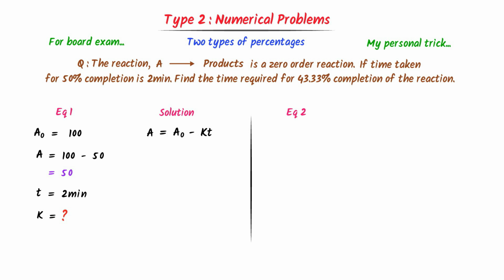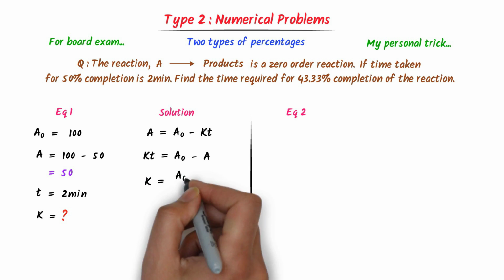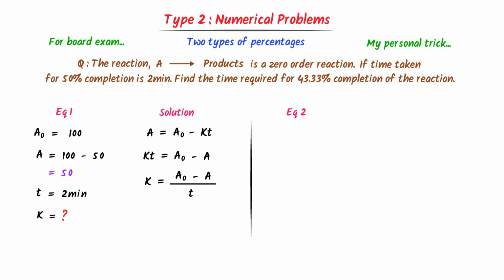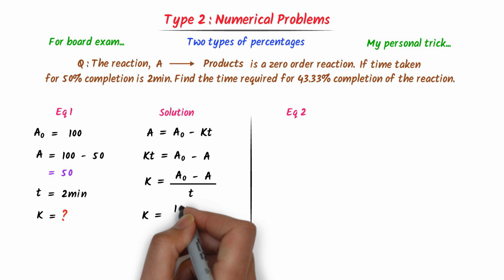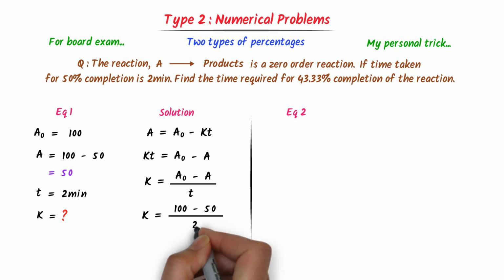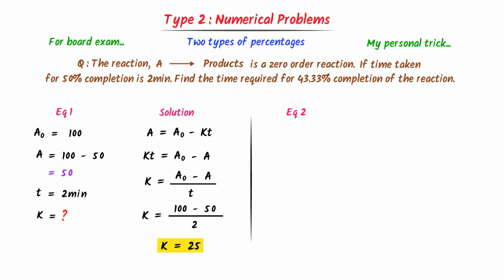Now according to integrated rate law, I write A equals A0 minus Kt. Here, I shift minus Kt from the right hand side to the left hand side and I shift A from the left hand side to the right hand side. I get Kt is equal to A0 minus A, or K is equal to (A0 minus A) upon t. I put these values in this equation. After calculation, I get K is equal to 25. Let this be equation number 1.